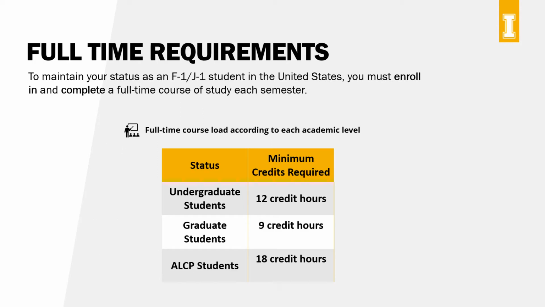To maintain your status as an F1 or J1 student in the U.S., you must enroll and complete a full-time course of study each semester. Below is a table showing how many credits are required each term. Undergraduate students must be enrolled in a minimum of 12 credits per semester. Graduate students must register for at least 9 credits. And ALCP students must register for at least 18 credits each semester.